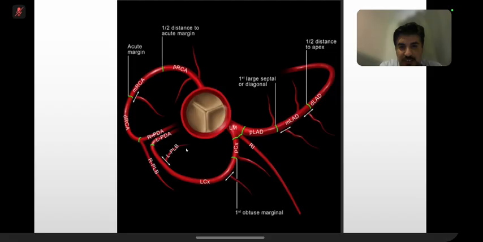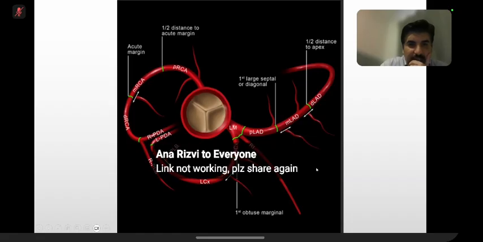This is just to simplify things. Sometimes they say that if the posterior descending artery is from the right side and the posterior left ventricular branch is from the left side, this can also be co-dominance. But usually the posterior descending artery is the defining artery for the dominance of the coronary arteries. So this is for your FRCR 2A exam.